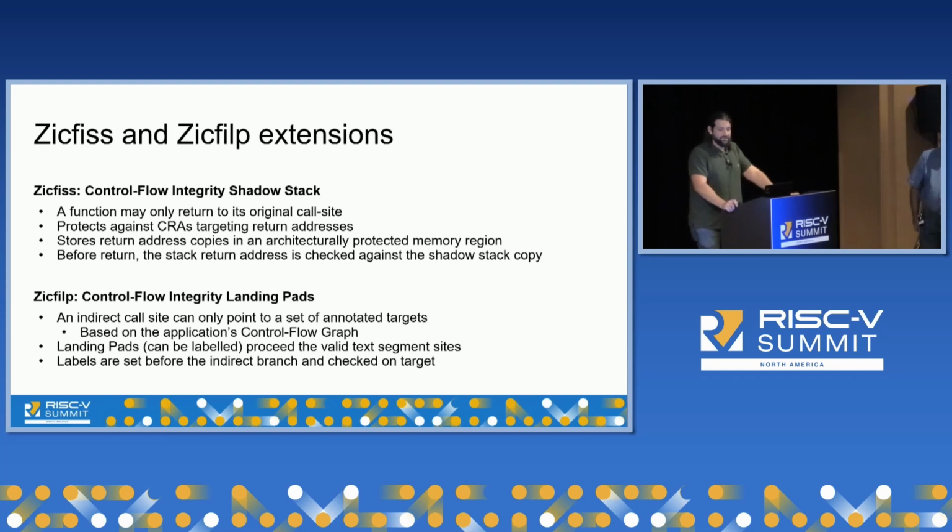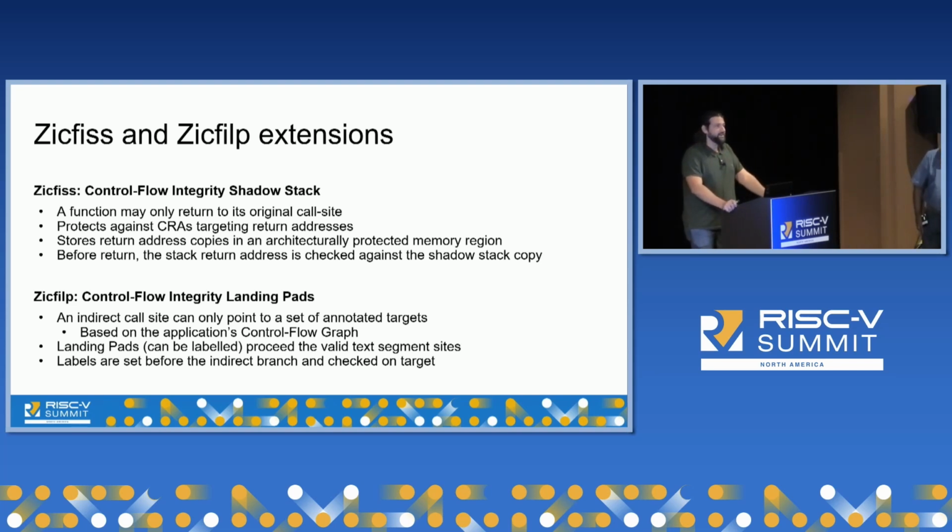So what we tried to do with control flow integrity, it's an academically proven, let's say, principle for protecting against code reuse attacks or any attack that targets specifically the control flow data of an application. So we have a shadow stack, which says that a function may only return to its original call site, nowhere else. You cannot skip frames or return anywhere else in the code. So it protects against code reuse attacks that rely on overwriting return addresses.